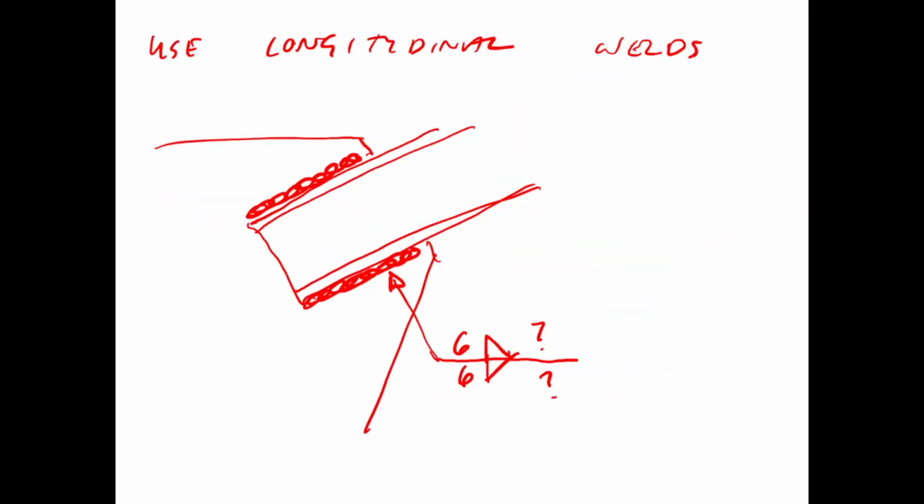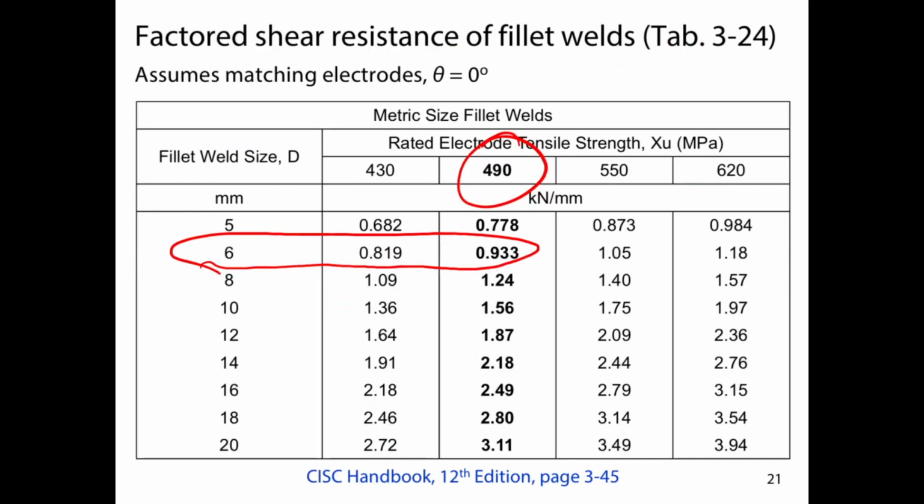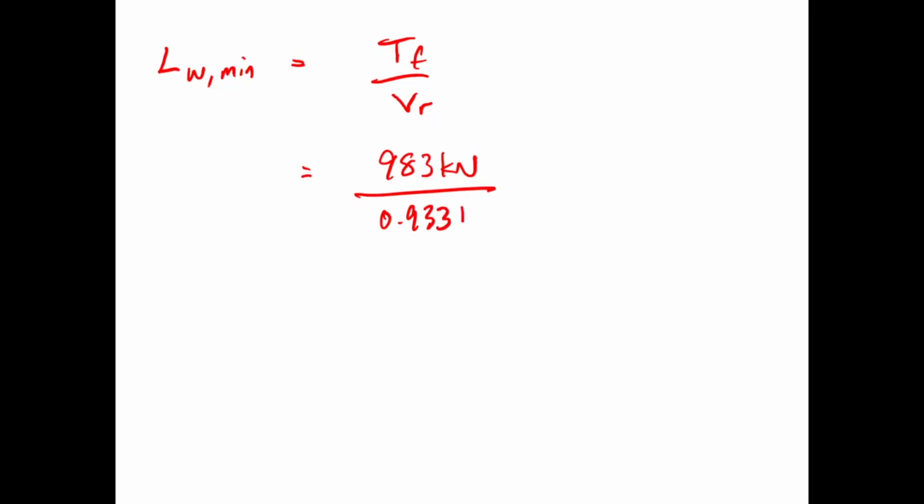Okay, so I'm using 6 millimeter welds. I can come to either table, and I'm going to see the little VR is 0.933. So the total weld length that I need minimum is TF over little VR. That's 983 kilonewtons divided by 0.933 kilonewtons per millimeter. And if I do that calculation, those of you with a keen eye will see we need a little bit more than a meter of shear strength there.